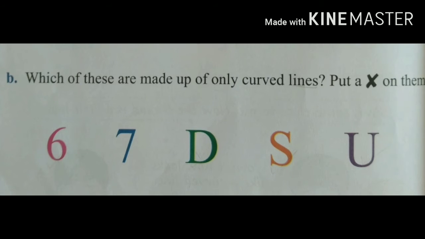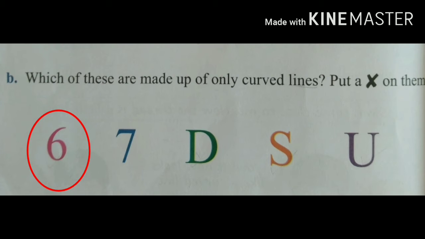Let us solve the next problem. Which of these are made up of only curved lines? Put a cross on them. Here we have to find out which letter or number are made up of only curved lines. Let us check it. The first one, 6.